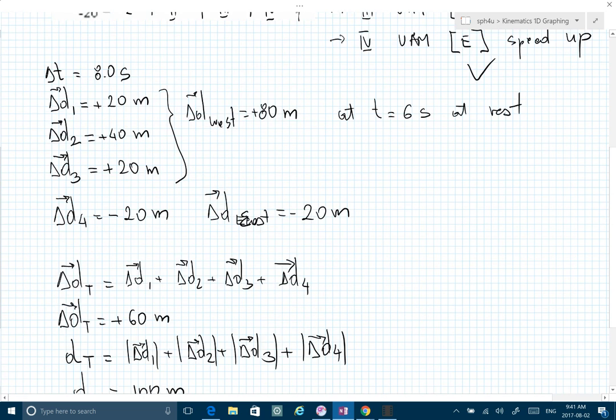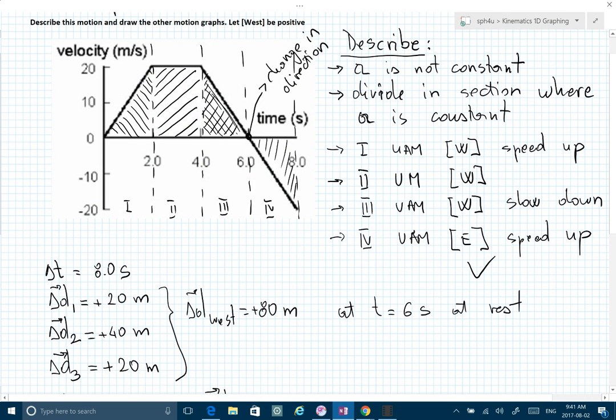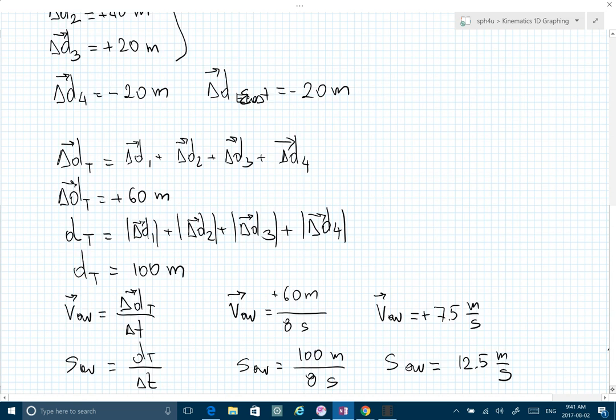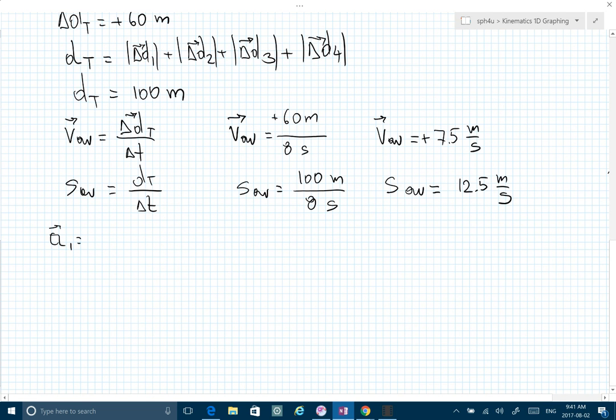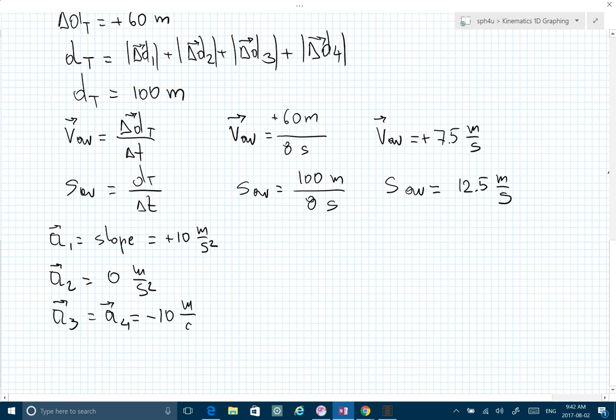Can I find the acceleration on each section? All we have to do is find the slope of the velocity time graph. As you can see, the first one is 10, 0, and negative 10, right? So the acceleration for the first part is the slope, which is plus 10 meters per second squared. The acceleration in the second part is 0 because it's horizontal, and the 3 and the 4 are the same. It's the slope of the whole line, which is negative 10 meters per second squared.